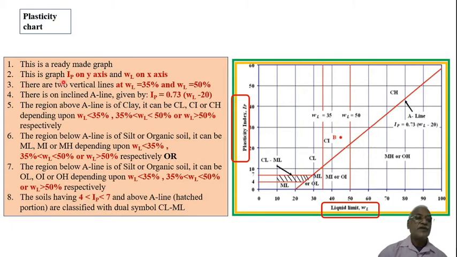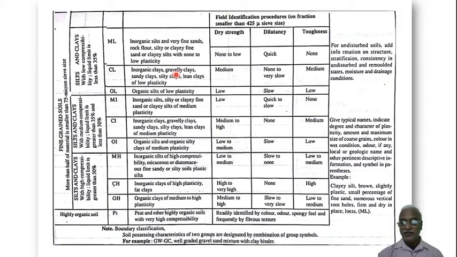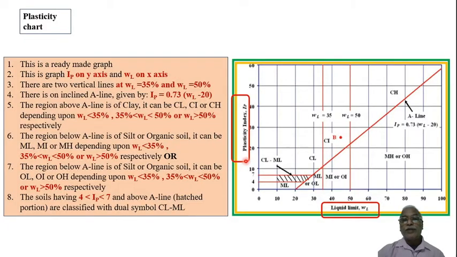Now this is a graph with IP on the y-axis and liquid limit on the x-axis. You can just see here, the plasticity index IP is plotted on the y-axis and the liquid limit is plotted on the x-axis. The third point: there are two vertical lines at WL equal to 35% and 50%. You can see these vertical red lines, WL equal to 35 and WL equal to 50. So these are the salient features of the plasticity chart.